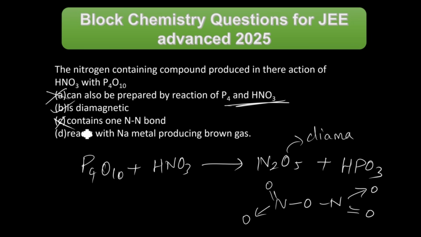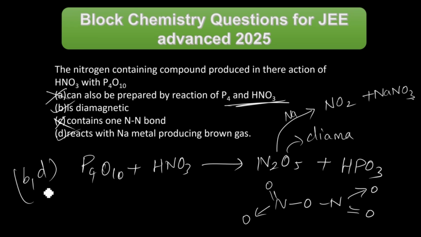Reacts with sodium metal producing a brown gas. So N2O5 reacts with sodium to produce NO2. Okay, so this is producing NO2, which is a brown gas, true, and along with that NaNO3, sodium nitrate, is formed. Okay, so this is also a right answer. So B and D is the right answer to this question.